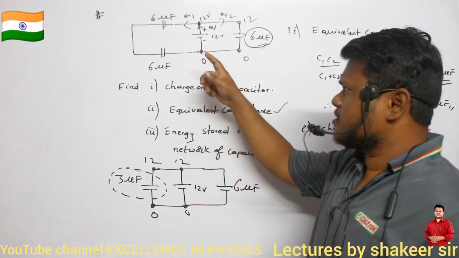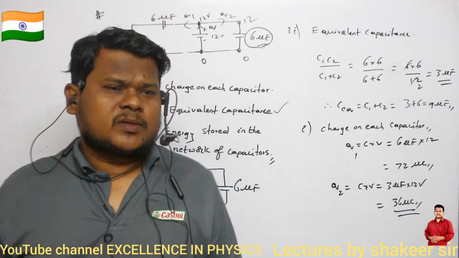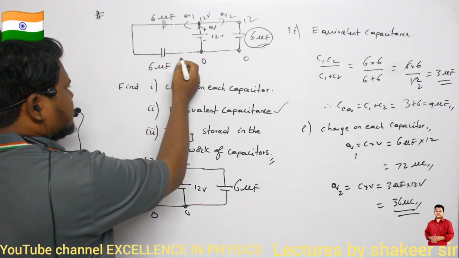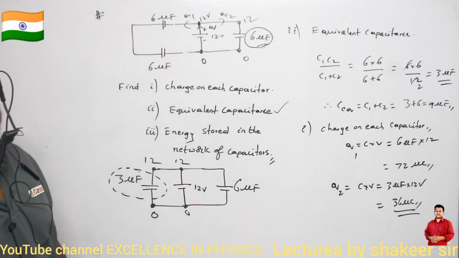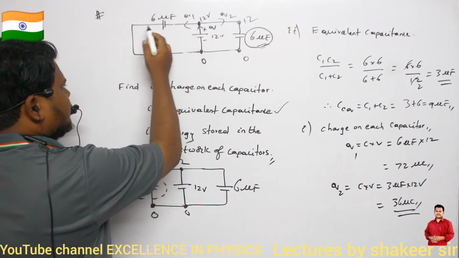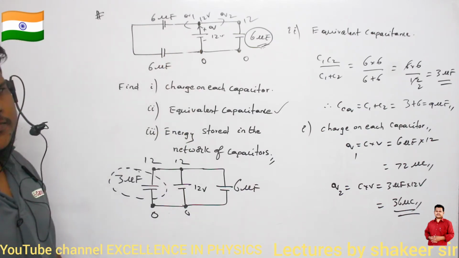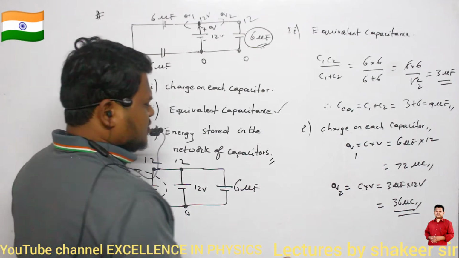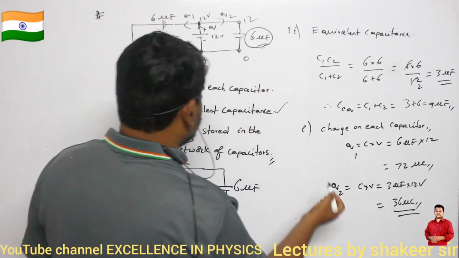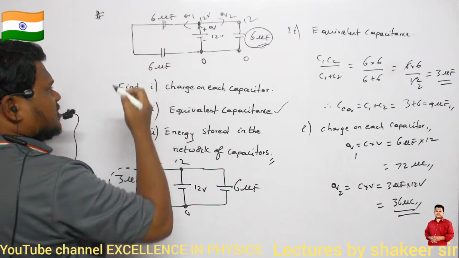Why? Because both capacitors are connected in series connection, no? Both these capacitors are connected in which connection? They are connected in series connection. If they are connected in series connection, every capacitor will have same amount of charge. That's what we have studied, no? So therefore, this 36 microcoulombs will be present in this capacitor as well as this capacitor.